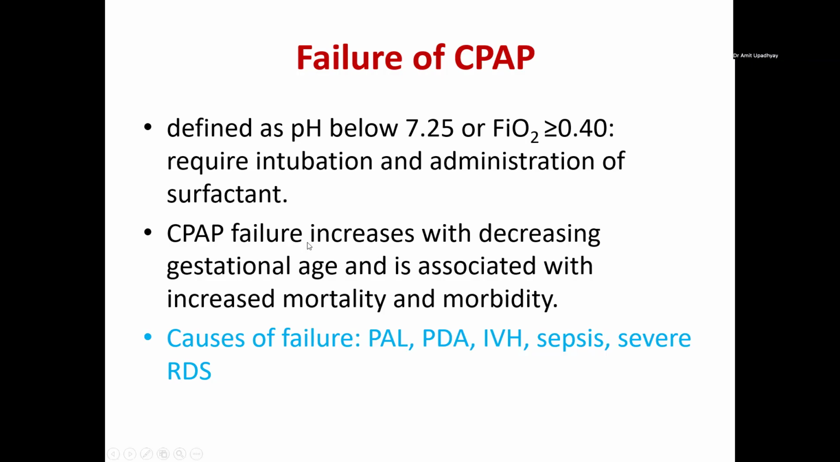CPAP failure increases with decreasing gestation. When a baby is having more distress and more acidosis and you're likely to fail, you should always rule out pulmonary air leaks, PDA, IVH, sepsis, and severe RDS. Sepsis means congenital pneumonias could be there. For intraventricular hemorrhage, you can do a cranial ultrasound; PDA by functional echo; and pulmonary air leak again by ultrasound or chest X-ray.